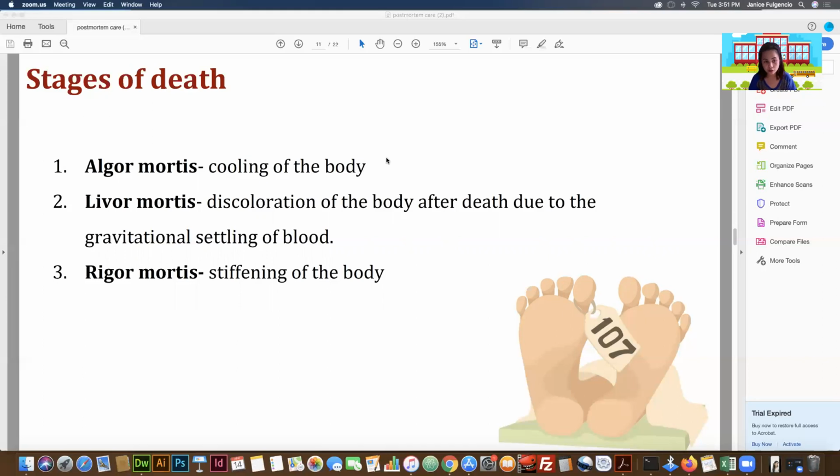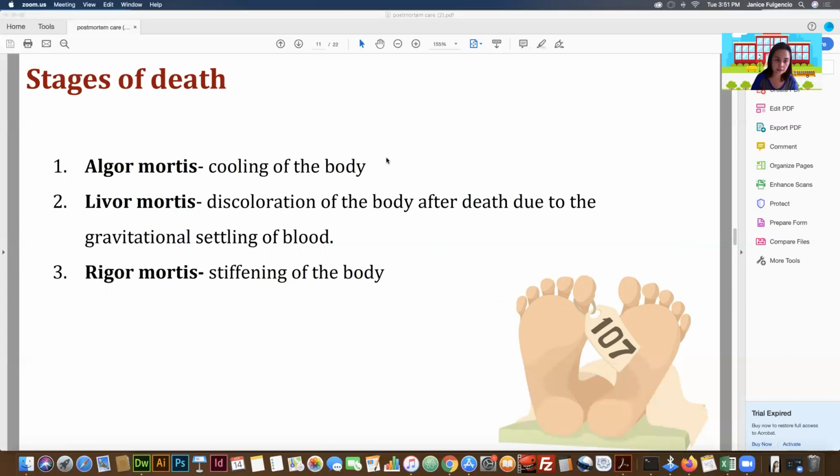So first is algor mortis. So it will start with A. So it will be the first. Algor mortis is the cooling of the body. Okay, after the person or the patient died, it will undergo a process of cooling of the body. So it will be called algor mortis.